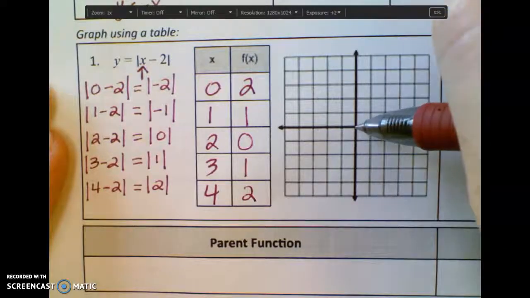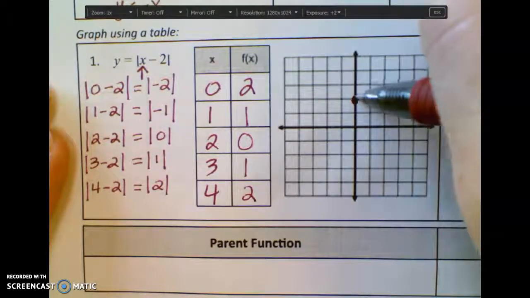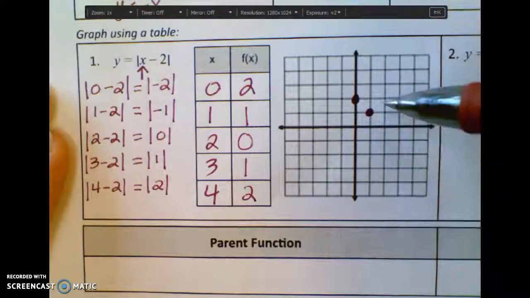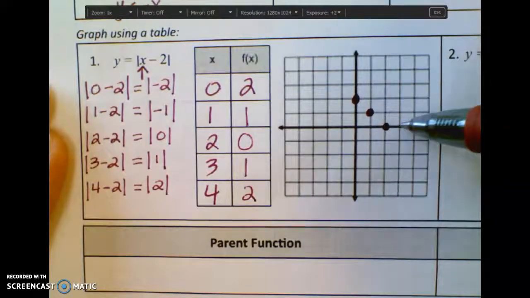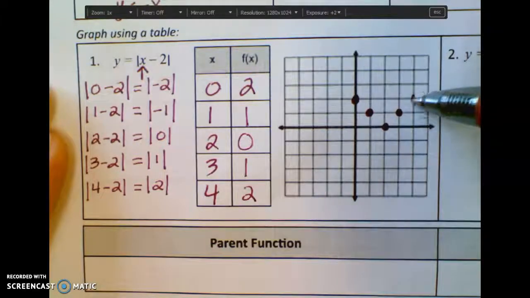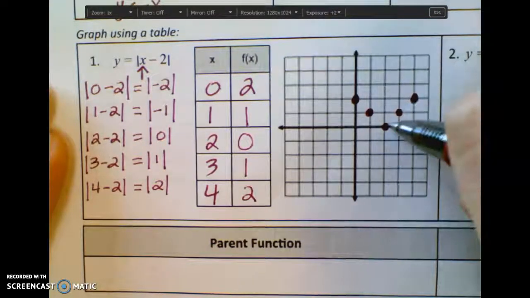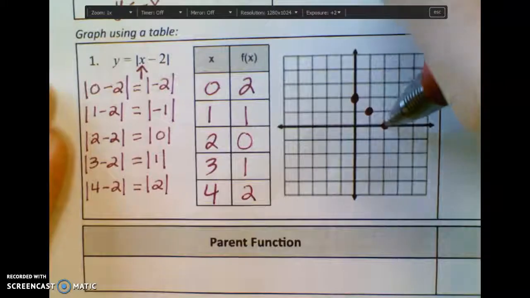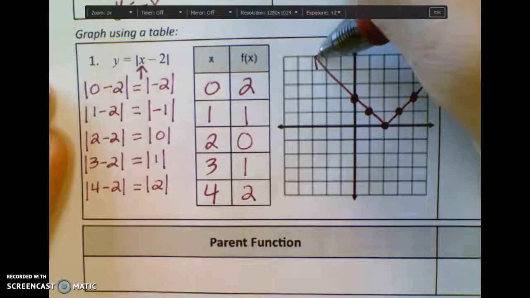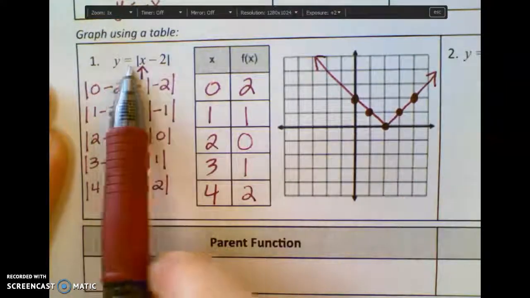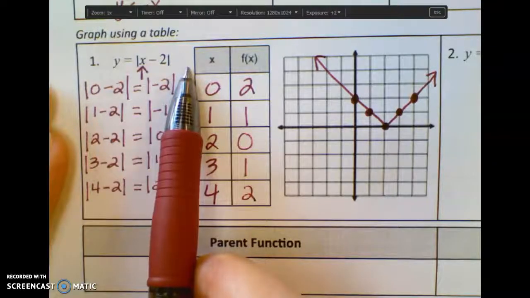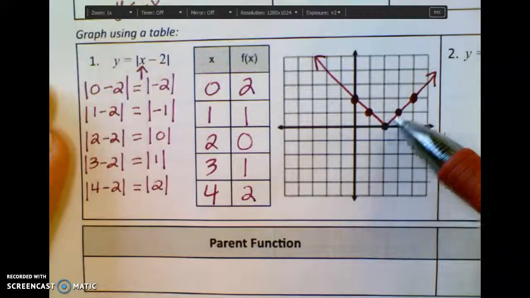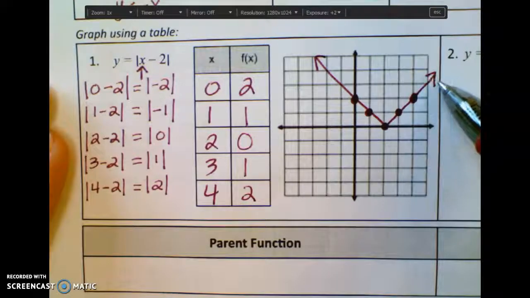So I'm going to go to 0, 2, 1, 1, 2, 0, 3, 1, and 4, 2. So here is my absolute value function. We always connect our lines because this is continuous. This is a continuous function. There's nothing about it that says discrete. So that means we always connect our dots with arrows going forever and ever in both directions.